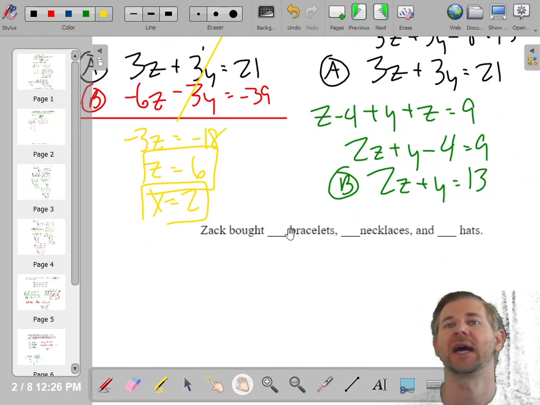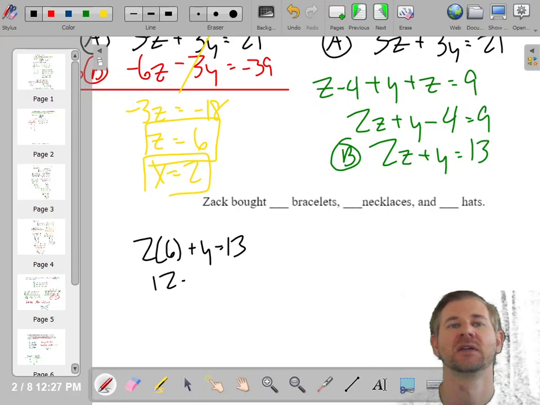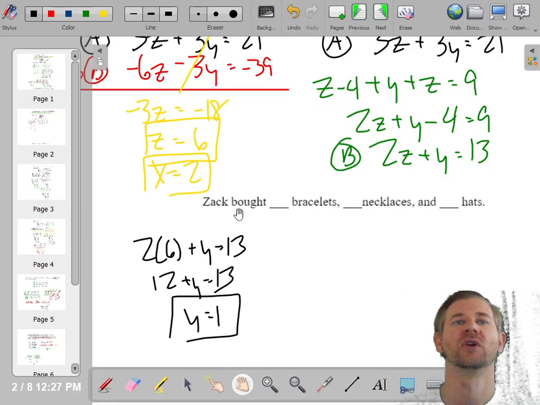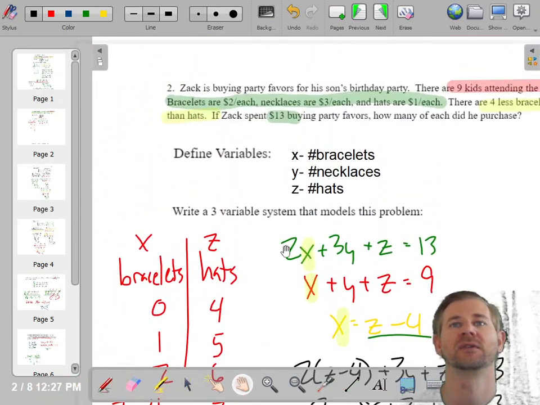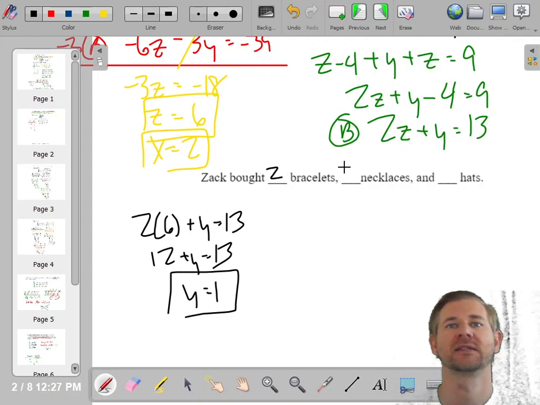And now to get y, I'll just use this one right here. 2 times 6 plus y equals 13. 12 plus y equals 13. y must be 1. Okay? So it goes bracelets, necklaces, hats. So there are 2 bracelets, 1 necklace, and 6 hats.